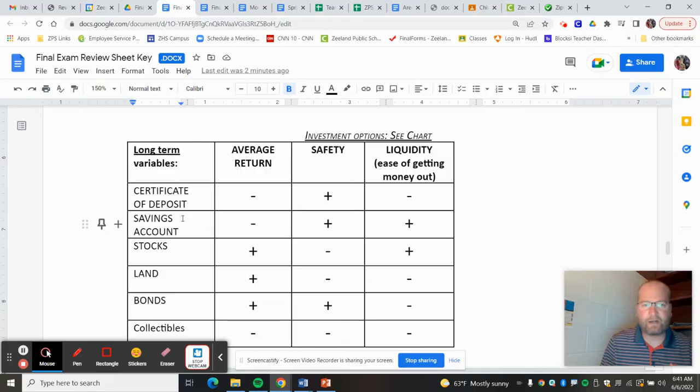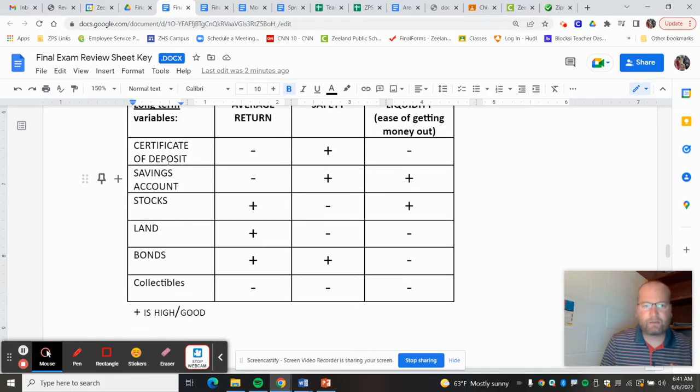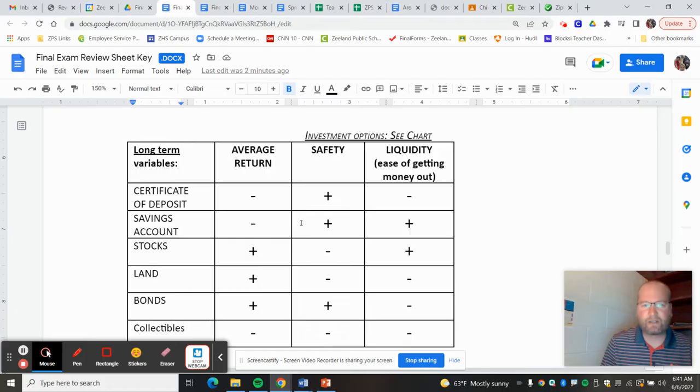The investment chart here talks about the certain types of investments that you can make that we talked about when we talked about personal budgeting and things like that. And three of the main areas when we wanted to look at what those investments can do was, what's the average rate of return on that investment?